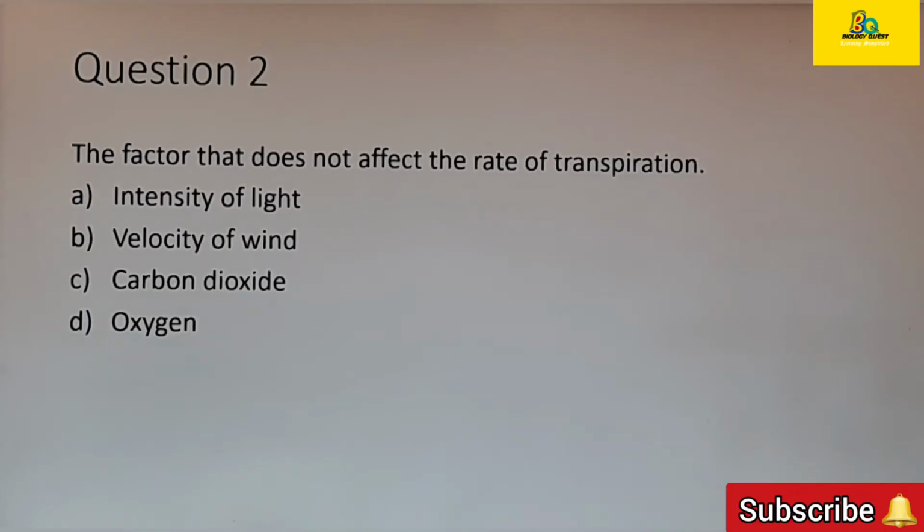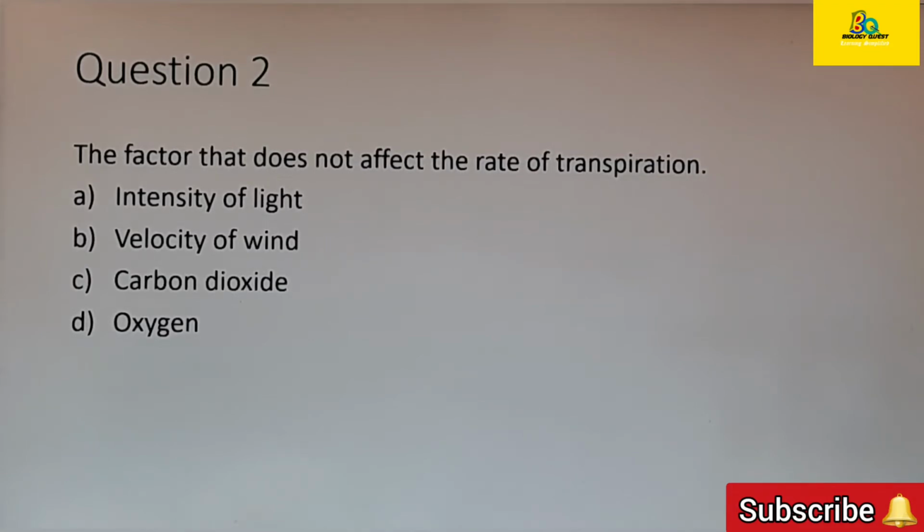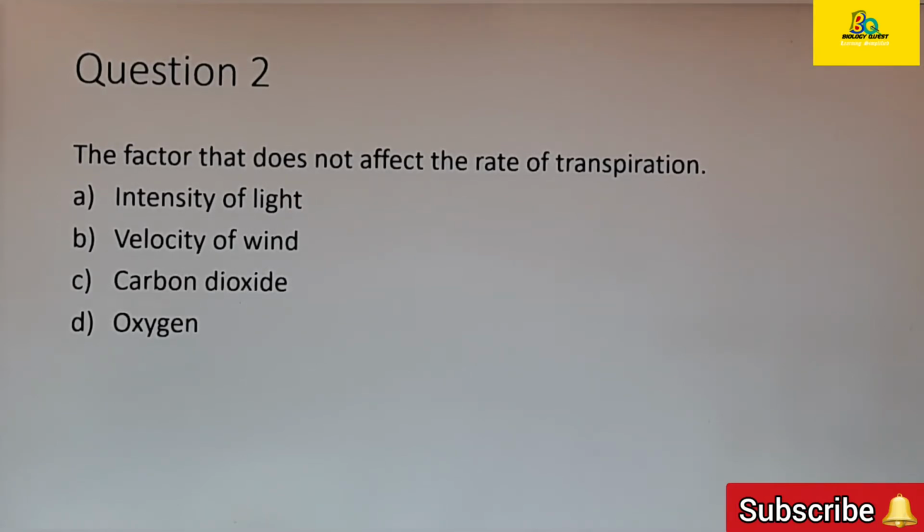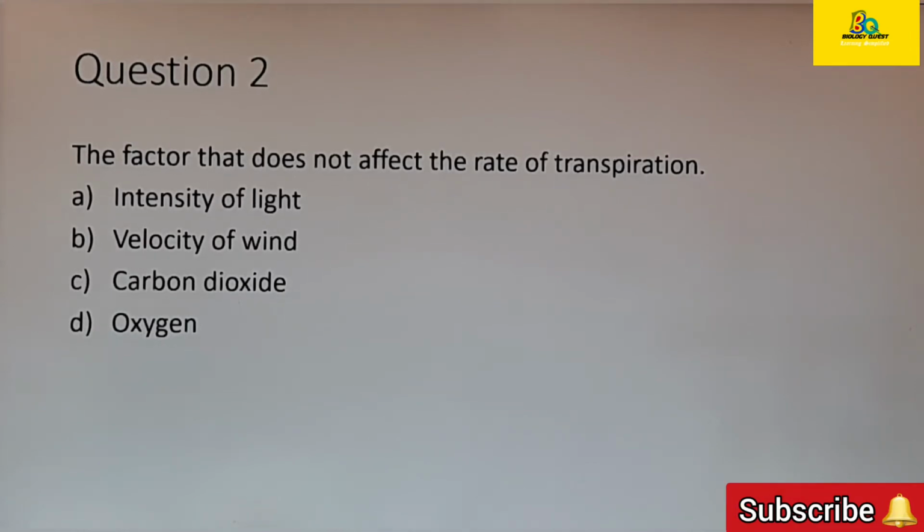Question 2. The factor that does not affect the rate of transpiration. So we have studied that there are a lot of factors, both internal and external factors, affecting the rate of transpiration. So here let us have a look at the options. A, intensity of light, B, velocity of wind, C, carbon dioxide, and D, oxygen. So we know first three options, that is intensity of light, velocity of wind, and carbon dioxide, are external factors which affect the rate of transpiration.